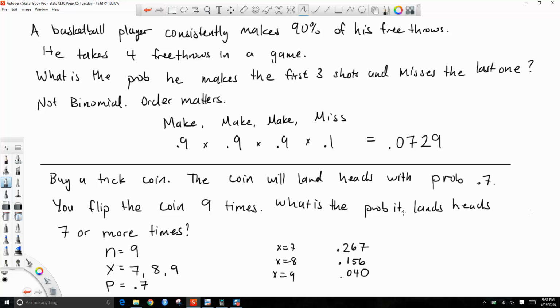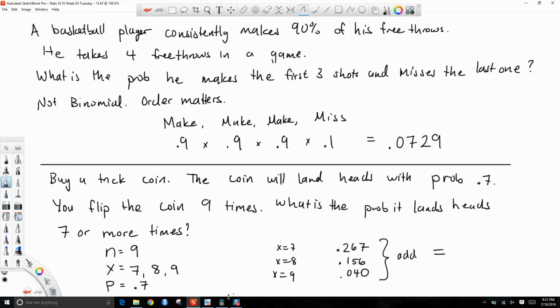And then what do I do with these? We add them together, right? Because basically it's 7 or 8 or 9. And then when we have "or" situations, we add them together and we subtract the overlap. Is there any overlap? No, because it's not possible to have exactly 7 heads and at the same time have exactly 8 heads. Okay? So there's no overlap for us to worry about. So we just add these together.